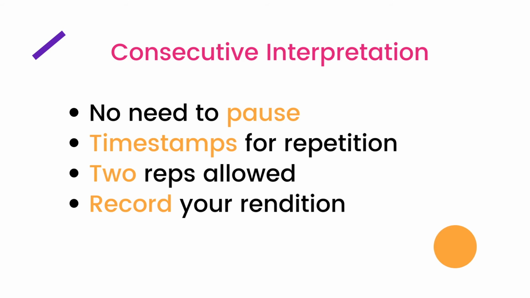Refer to the timestamps if you need repetition. Try to limit yourself to 2 repetitions total, as you are only allowed 2 repetitions in the real exam. In a moment, you will hear me count down from 5. That marks the start of the consecutive interpretation section. Don't forget to record your rendition. 5, 4, 3, 2, 1.